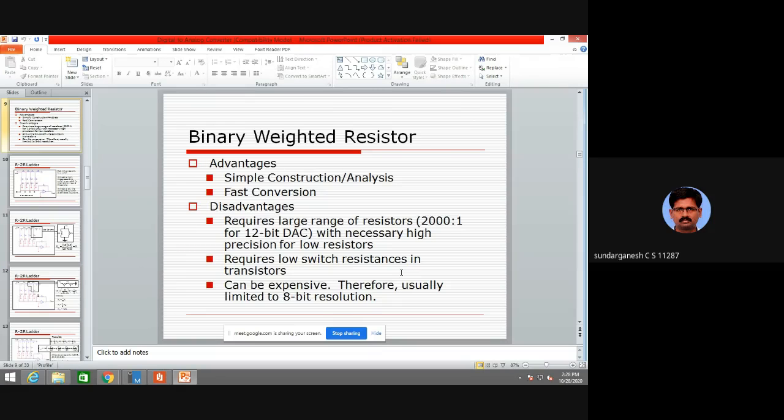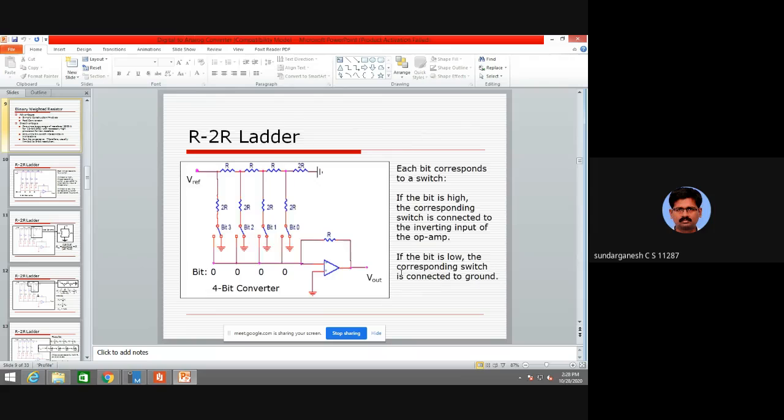The advantages of binary weighted resistors are that it is very simple and very fast. The disadvantages are that it requires large resistance values and switch resistances.